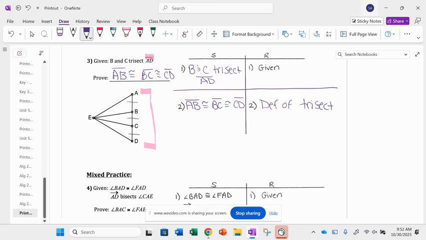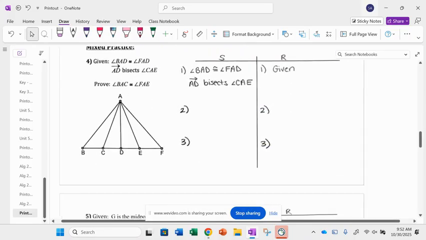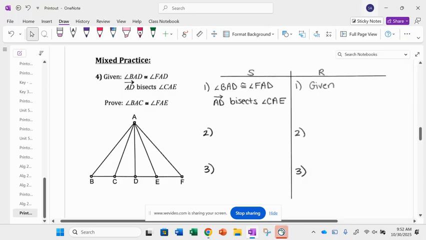Can I finish? Can I move on to the next one? All right, mixed practice. All right, so now it's going to get a little bit more difficult.